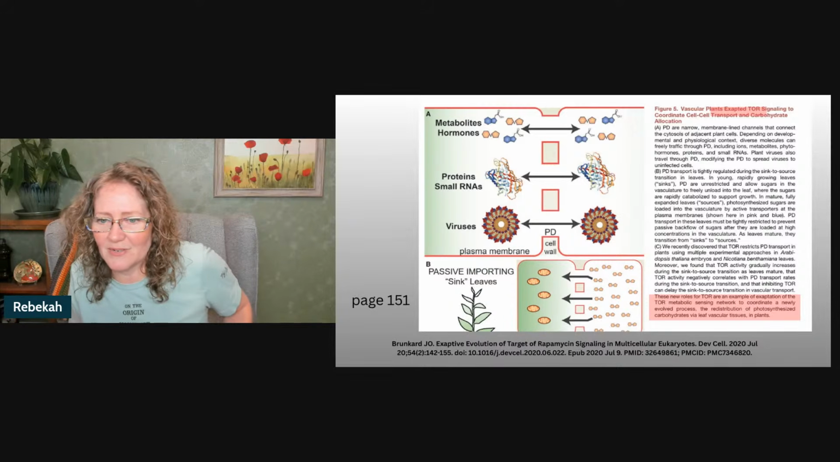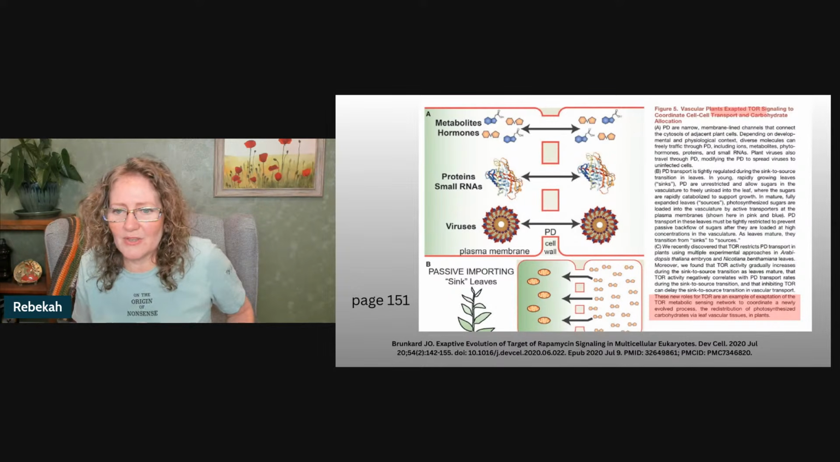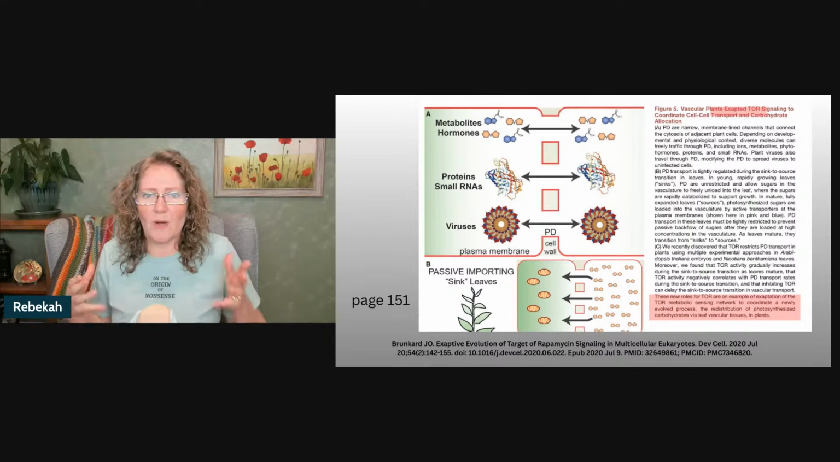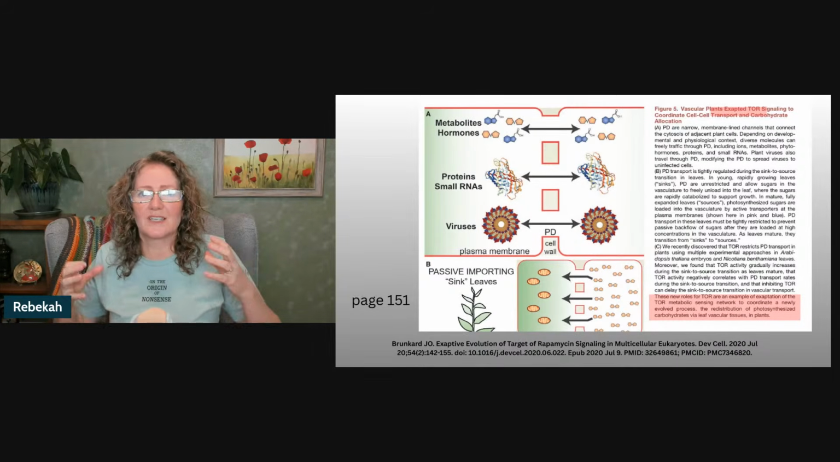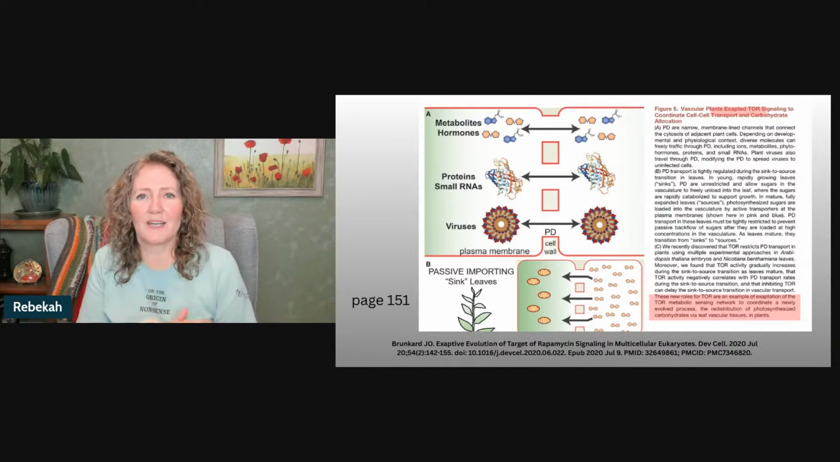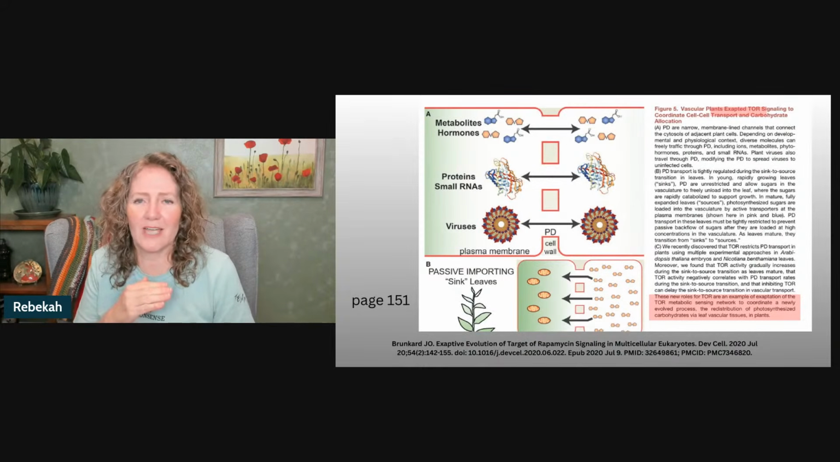Now, it explains all of how this works in plants. And then it says these new roles for TOR are an example of exaptation of the TOR metabolic sensing network to coordinate a newly evolved process. So, where are they getting evidence that this is a co-opted thing? Once again, they're not actually giving evidence.